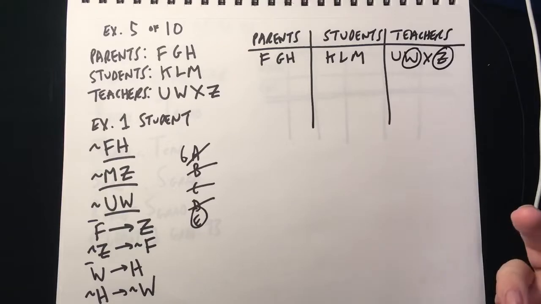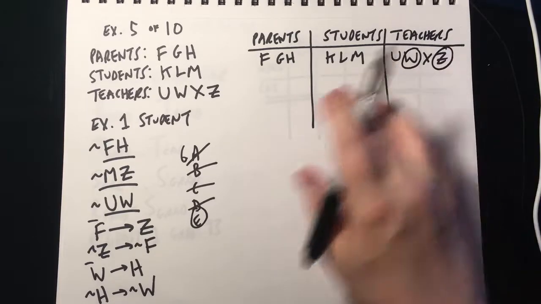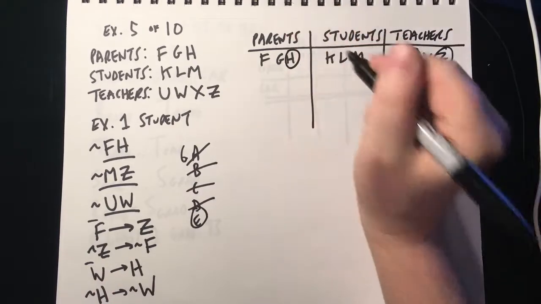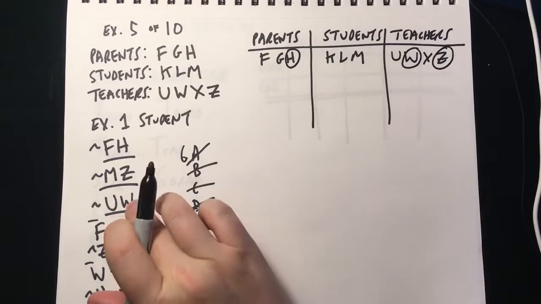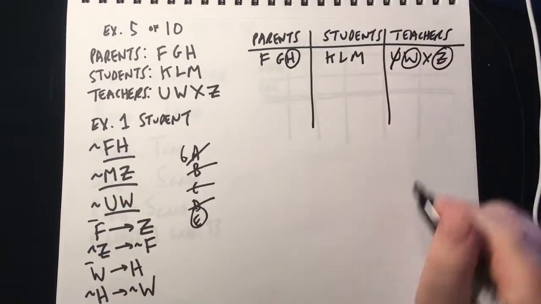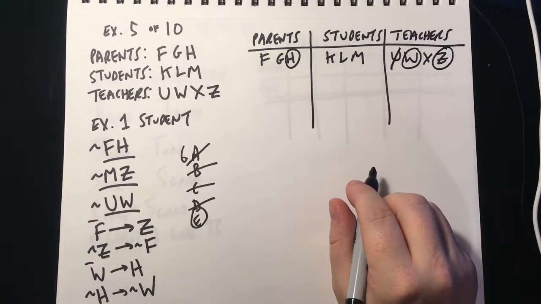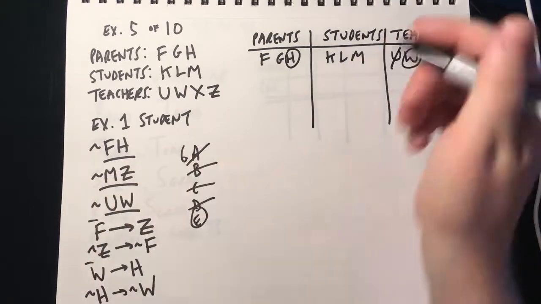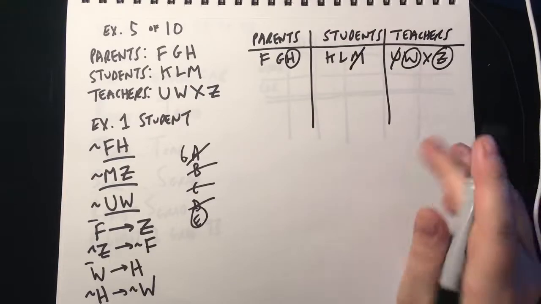And then we go to our rules. Well, what happens if I have a W? We go down here. If I have a W, I have an H. If I have a W, I don't have a U. We had 2 rules about W. What happens if I have a Z? If I have a Z, I do not have an M.